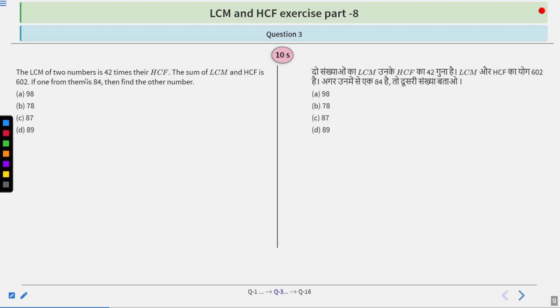The LCM of two numbers is 42 times their HCF. The sum of LCM and HCF is 602. If one of them is 84, then find the other number. Options are A 98, option B 78, option C 87 and option D 89. And I'm giving you 10 seconds to find out the correct answer.